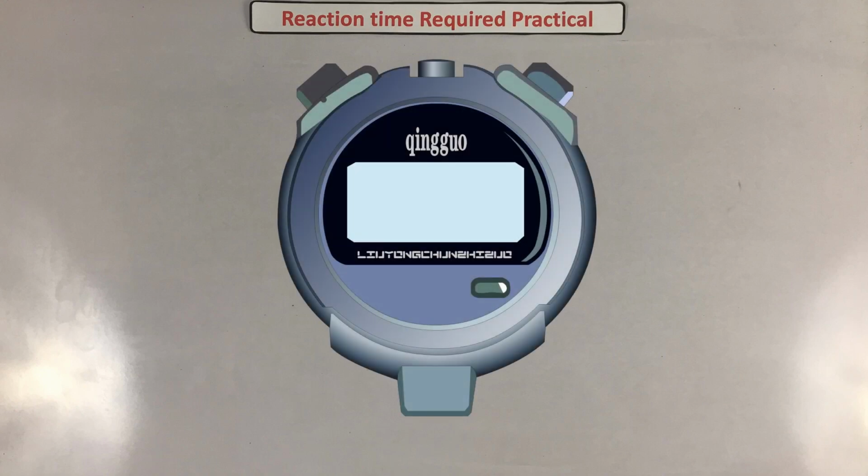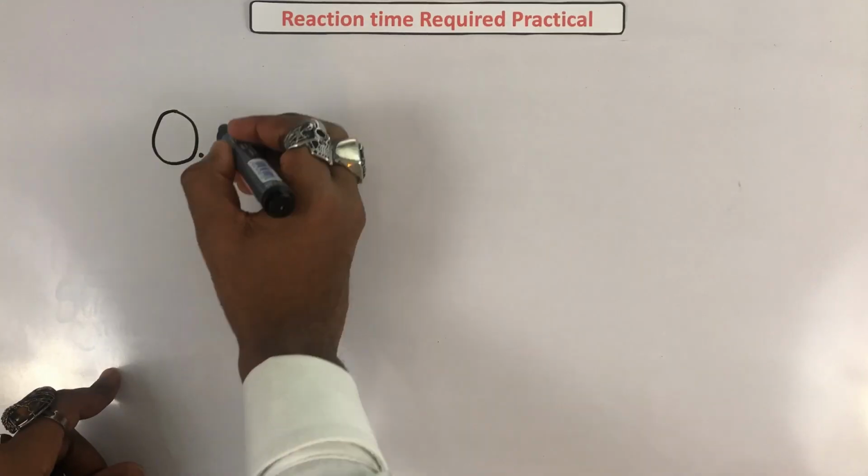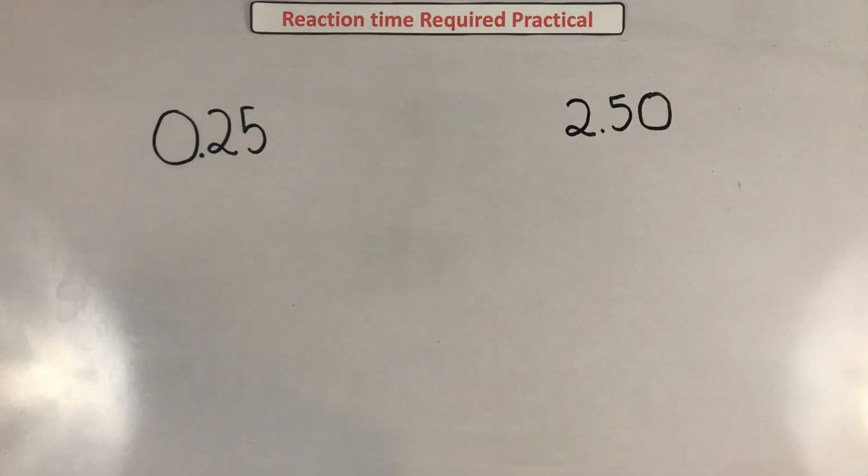Now we're ready for the required practical itself. This is probably the easiest required practical to do, but the idea of reaction time can be a bit confusing at first. Reaction time is a measure of how long it takes an organism to react to a stimulus. Look at these two reaction times, 0.25 and 2.50. Which one is the fastest?